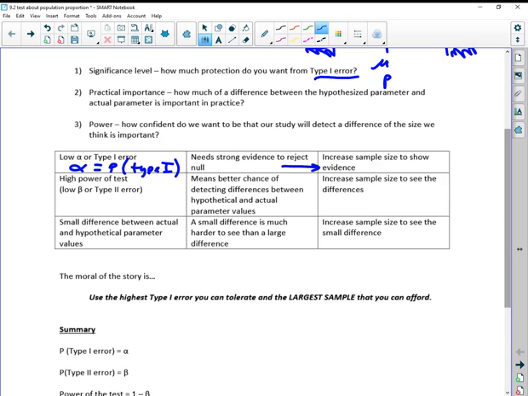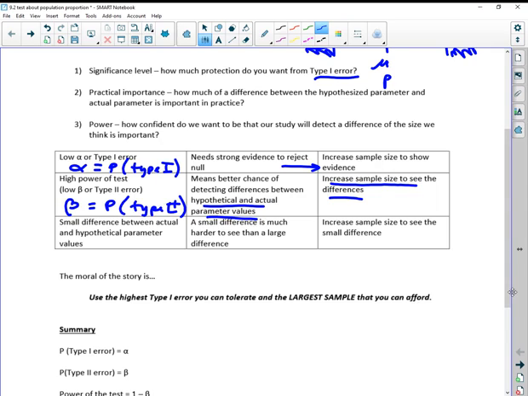If you want high power of a test, if you want low beta or low type 2 error, beta being the probability of type 2 error, that means a better chance of detecting differences between your hypothetical and actual parameter values. You're going to increase your sample size to see the differences. Okay, great. Another thing where you increase sample size, heard that before.